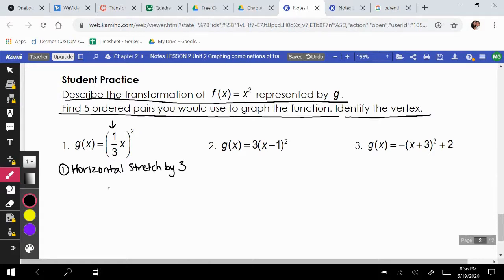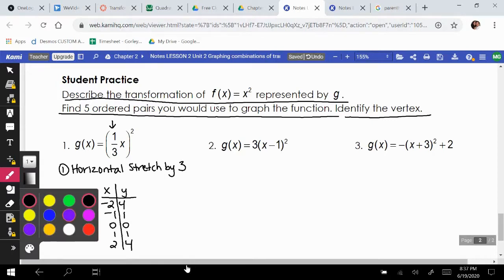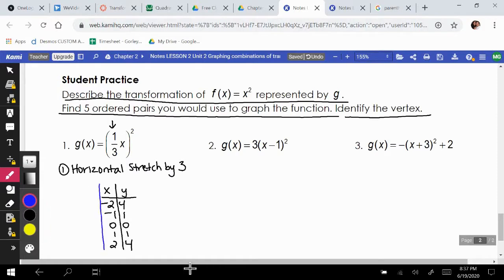Okay, so I'll list my parent points. These are the points that we're going to transform. Okay, I'm using the quadratic parent points. And to horizontally stretch it, I'm going to change the x values and multiply by that reciprocal of 3. So negative 2 times 3 is negative 6. Here you get negative 3, 0, 3, and 2 times 3 is 6. Okay, so those are the 5 ordered pairs that I would use.